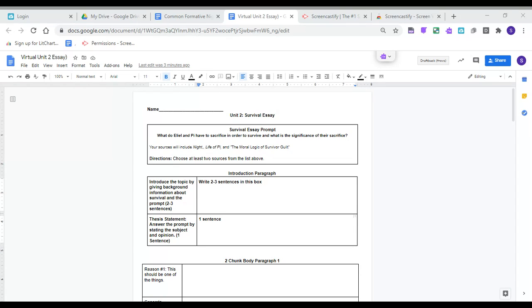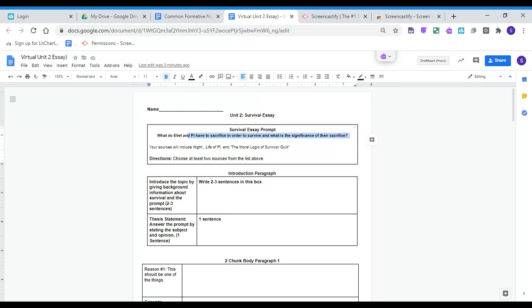So you're going to start off by giving me a little bit of background information about the prompt and about survival. This doesn't mean you talk specifically about what they give up or anything like that. This is background information before you get to the topic. So I would talk about survival.